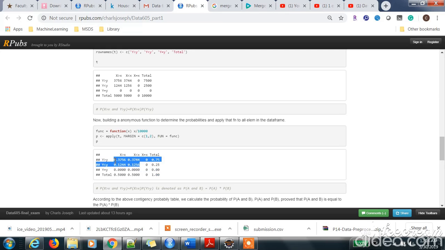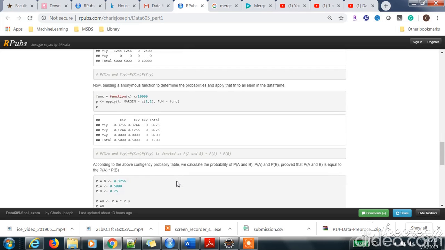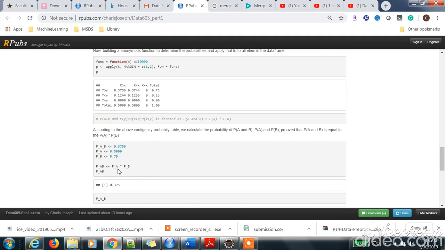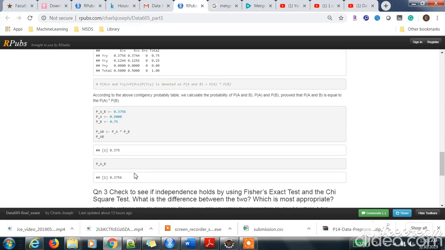So this middle part is called the joint probability, and the probabilities which are given on the sides are marginal probabilities. So using this, you can identify probability of A and B, and probability of A and probability of B. So if you multiply probability of A and probability of B, you will essentially get probability of A and B. See, both are same.